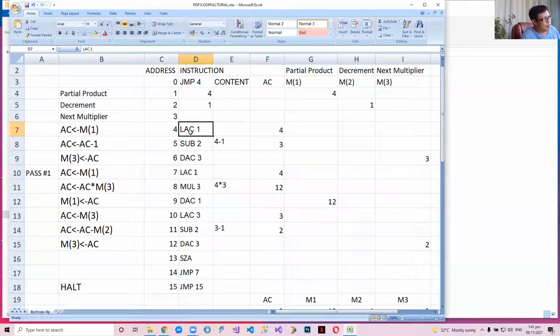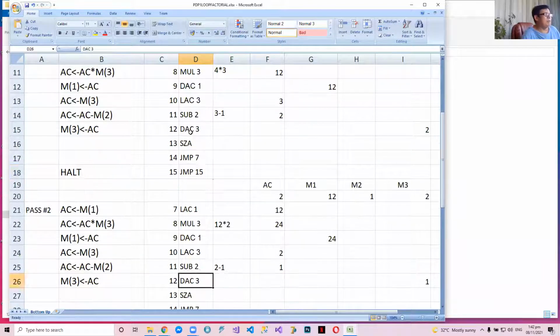Now, when you say LAC, we mean load accumulator, and in the IAS we say load M1. Here we say LAC 1. Sub M2 in the PDP-1 we say sub 2, and store 3 in the IAS. I think that's also in the IBM 701, but here we say DAC 3, deposit accumulator. All the rest are almost the same, like mul and sub. And then there's a skip.